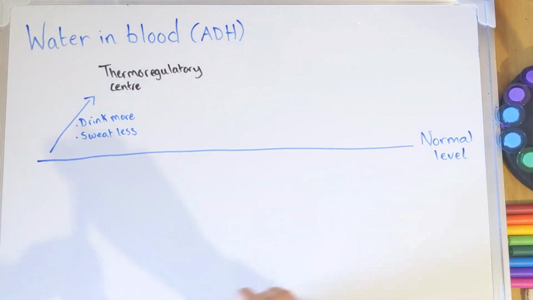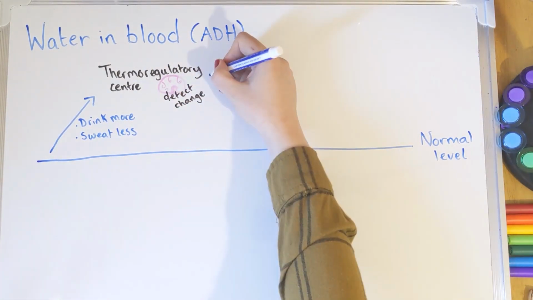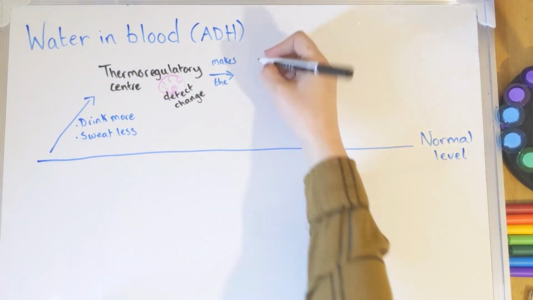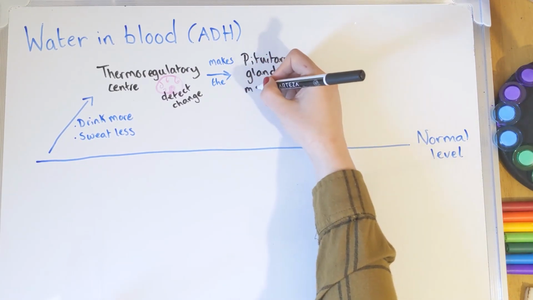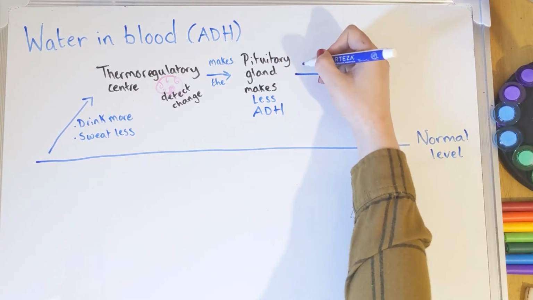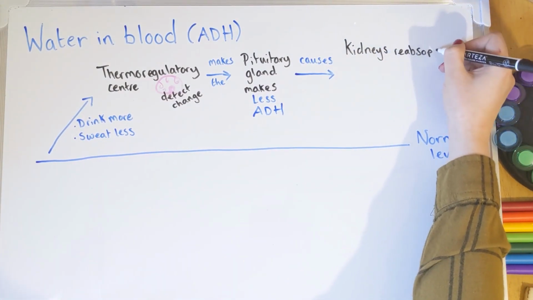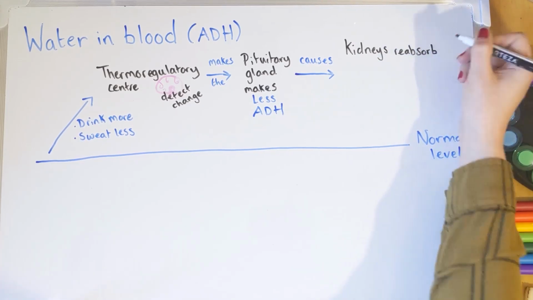Your thermoregulatory centre, which is in your brain, detects that change, which makes the pituitary gland, remember the hypothalamus, is detecting the change as well in the thermoregulatory centre. My lord, try saying that 3 times fast. So that pituitary gland makes less ADH. ADH is antidiuretic hormone, which stops you weeing basically.